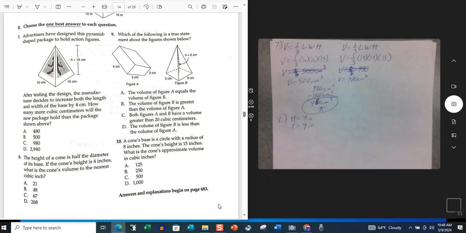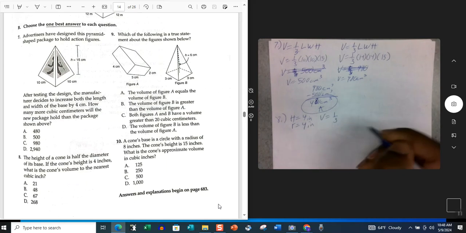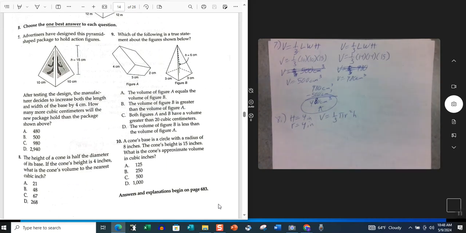Because it says it's half the diameter and the height is 4 inches, that means the radius is 4 inches. Okay, now they want to find the cone's volume. Now remember, the volume of a cone is 1/3 times pi radius squared height. That is why I wrote down the radius instead of the diameter.